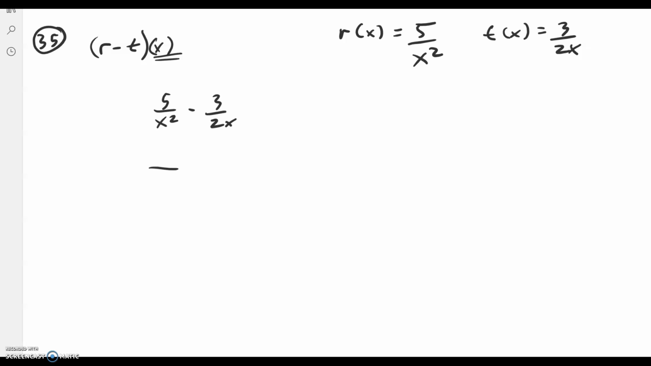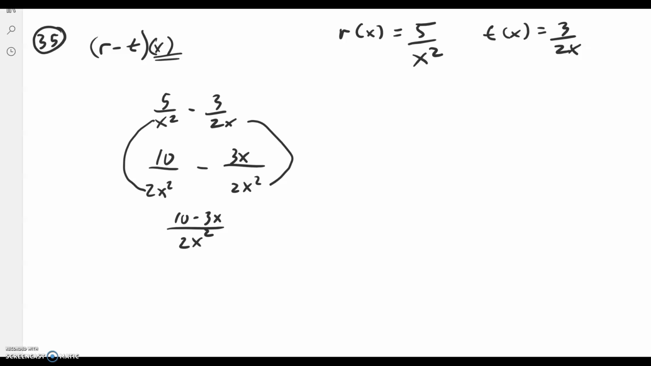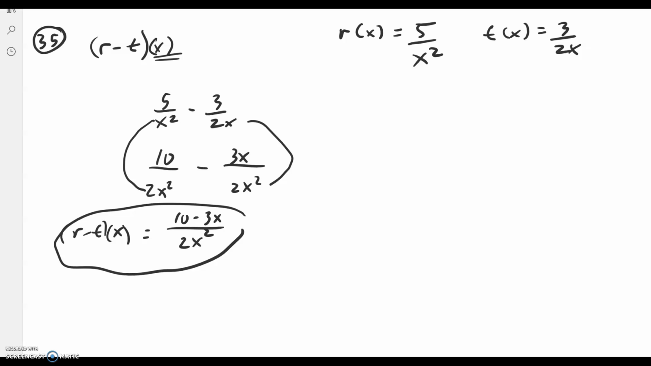And we've got to resurrect our subtraction skills from a chapter or so ago. So what's the least common denominator? The least common denominator is 2x squared. Here we'd be multiplying by an x, so on the top we multiply by an x. Here we're multiplying by a 2, so on the top we're multiplying by a 2. We have a common denominator, and on the top we have 10 minus 3x. Nothing cancels. This is a function of x, and so we could say that r minus t with an input of x equals this rational function.